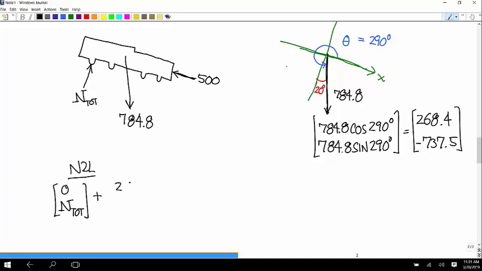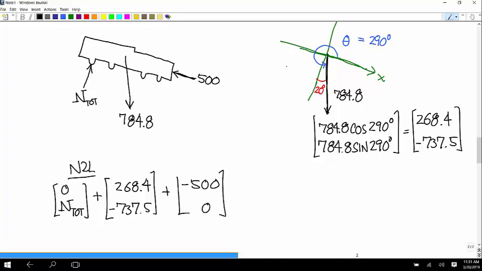The weight force is 268.4, negative 737.5. The 500 Newton force is negative 500, 0. And that's equal to the mass, 80, times the acceleration vector. And just like before, we have to figure out what line this is going to move along. Is it going to move along the x-axis or the y-axis? The x. And from this, it's not super obvious right off the bat whether it's going to accelerate in the positive x or the negative x.